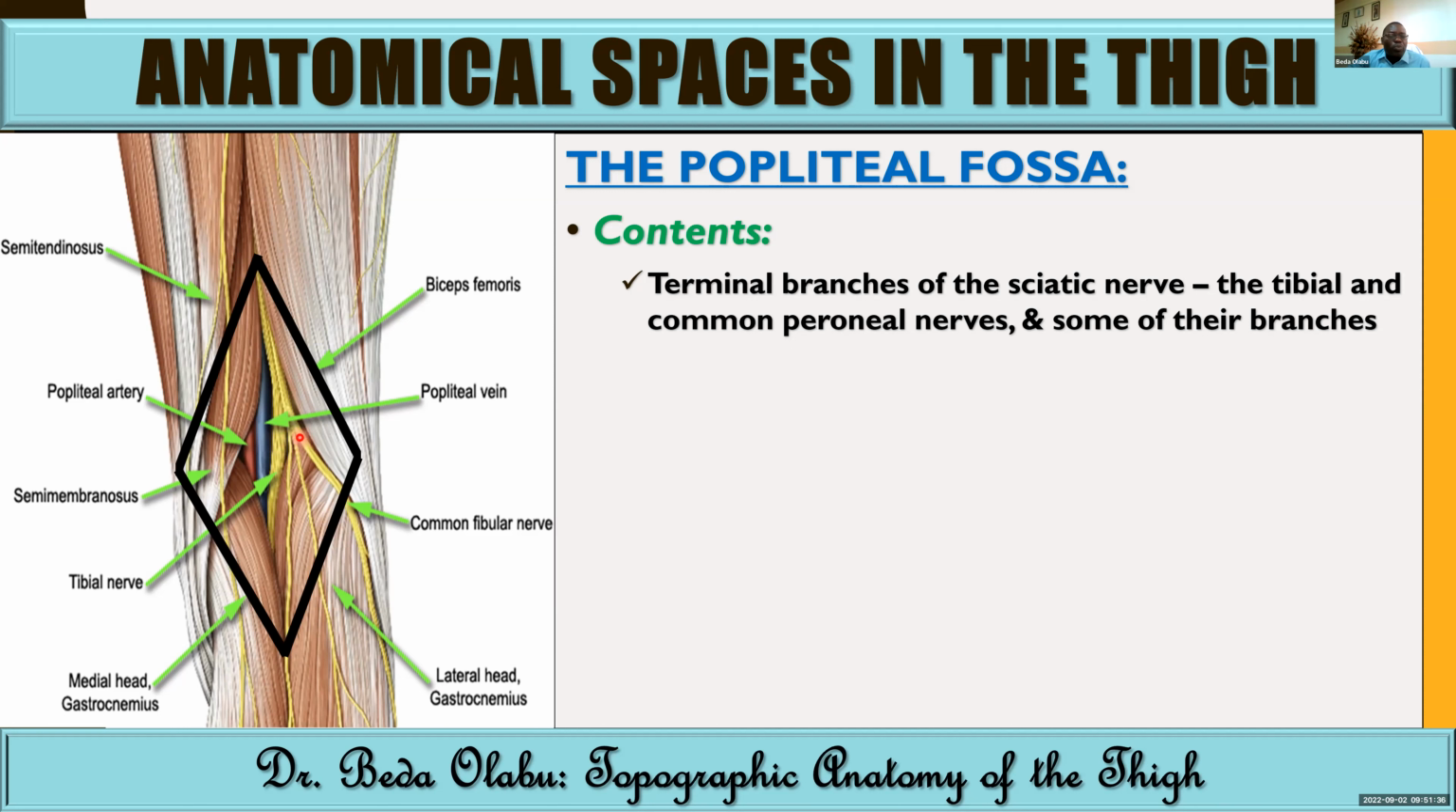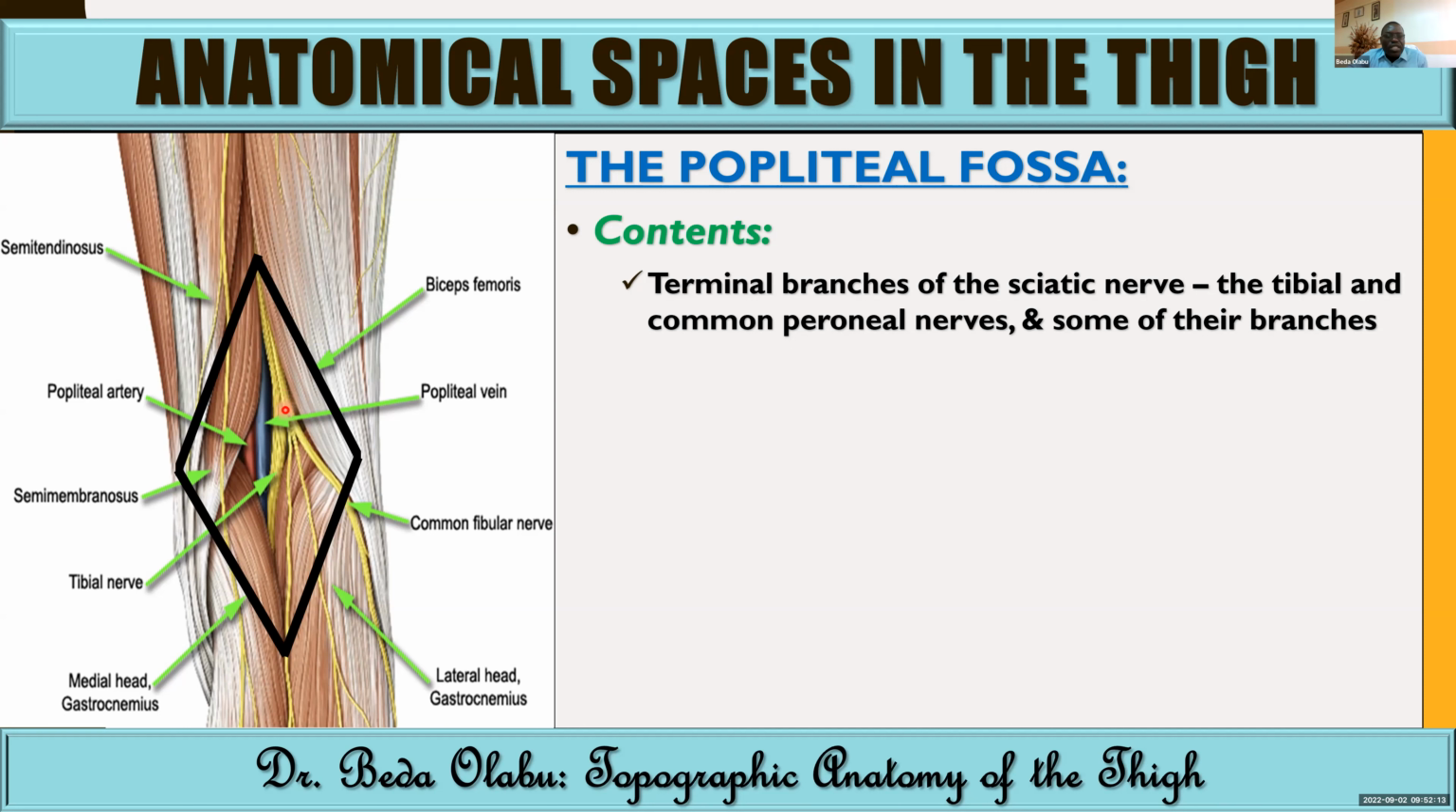The common peroneal nerve gives some cutaneous branches within this fossa, but it also gives some articular branches within this fossa. The cutaneous branches that the common peroneal nerve gives within this fossa are two. We have what we call the sural communicating nerve, which is a branch of the common peroneal nerve that joins the sural nerve. And we have the lateral cutaneous nerve of the calf.